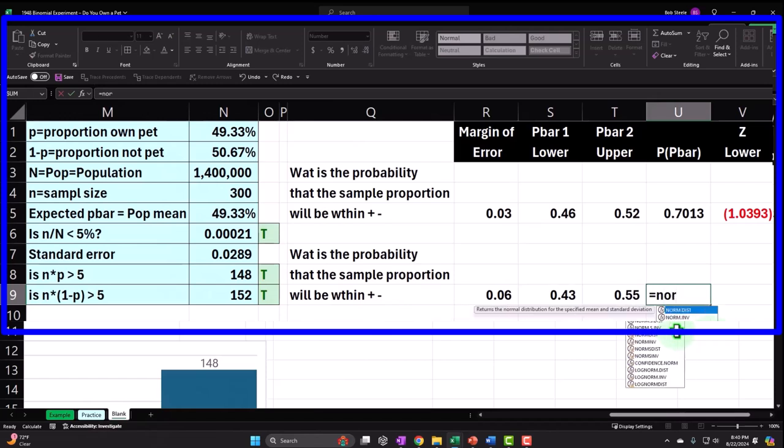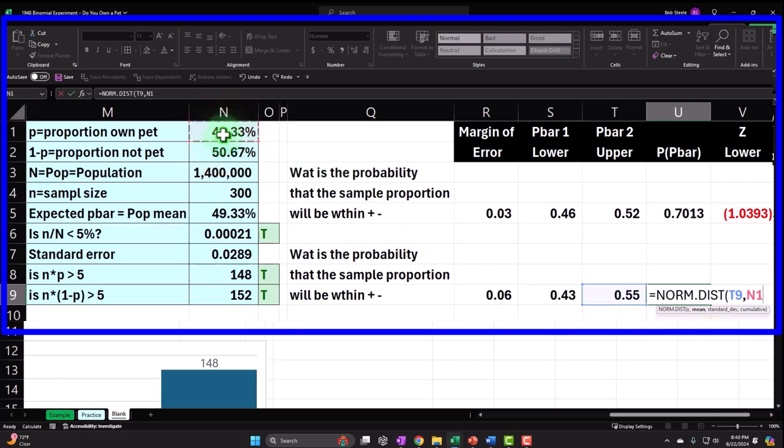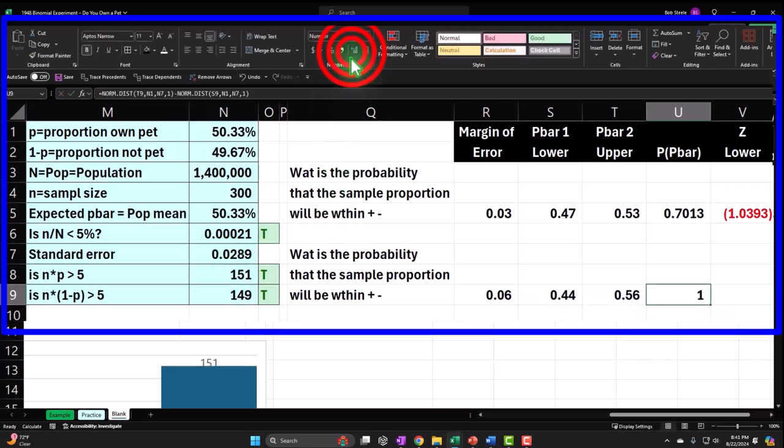So NORM.DIST, it's going to be the x of the upper, the high one, comma, the mean proportion, comma, standard error, which is the standard deviation is the standard error, comma, one for cumulative, close it up, minus the NORM.DIST up to the lower x, comma, the mean, comma, the standard error, comma, one, cumulative, close it up, enter, decimalize. And so there we have that.